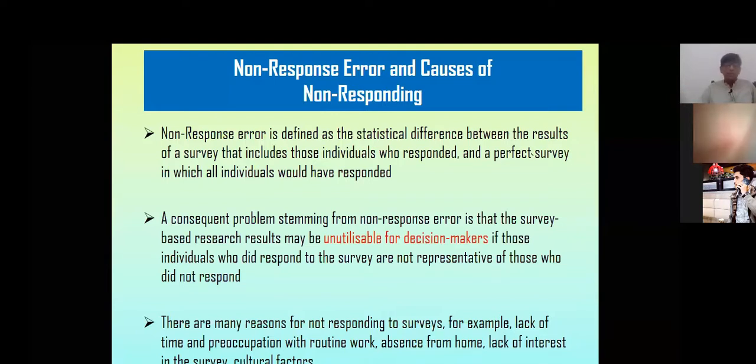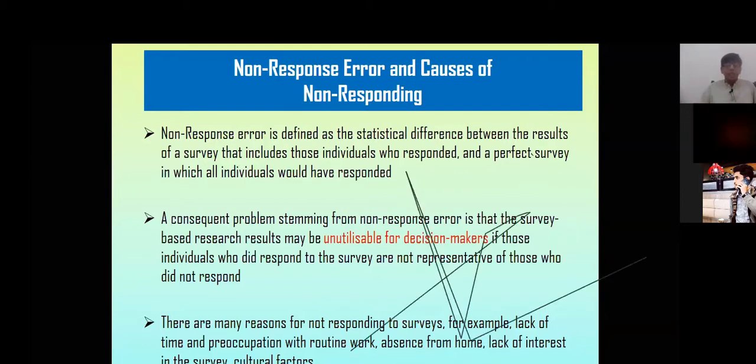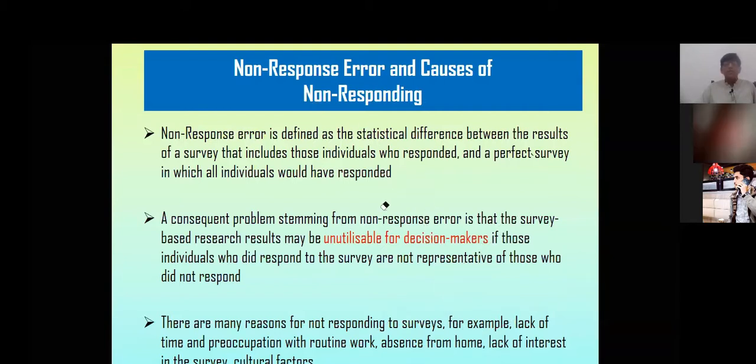Lack of interest in the survey, especially this happens in longitudinal research. The first time or second time, the respondent is much more interested to appear in the interview, but after that, he starts to take no interest in your survey. So this problem may occur there. And another is cultural factors: because of certain cultural factors, people are not ready to respond or participate in your research or in your survey.